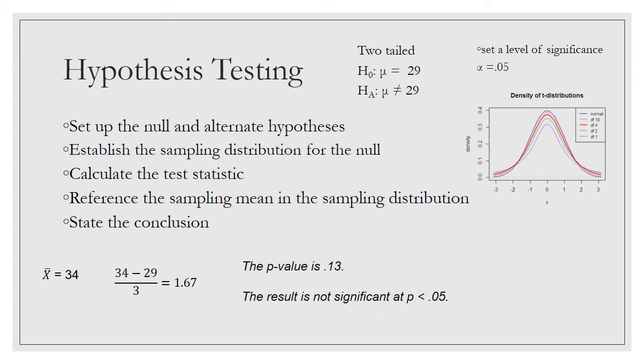It is greater than the alpha of 0.05, so the result this time is not significant. So our statistical significance level was not met, so we cannot reject the null hypothesis. We need to retain the null hypothesis in this example.